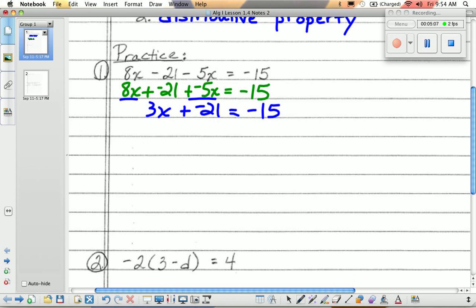So all we did here is some simplifying. That's all we did. We simplified. We added like terms. We're not solving it yet. Can we solve it now? Do we have any other simplifying to do? No. Now is when we say, okay, now I need to get x alone. So what's going to be our first move?